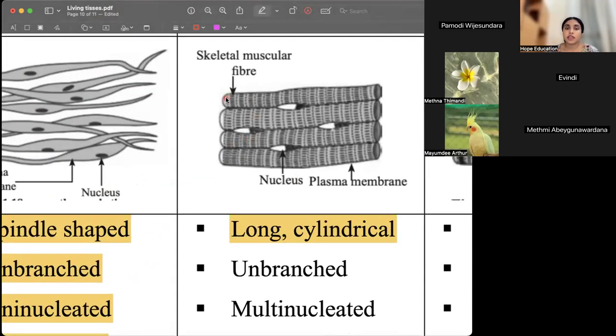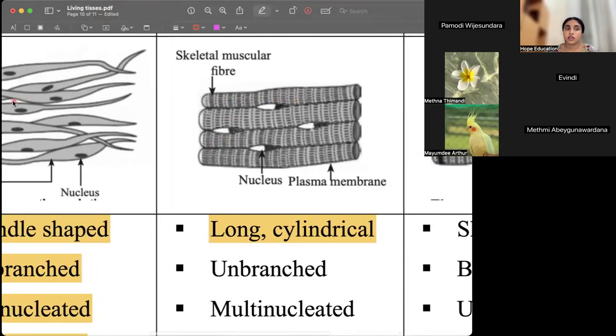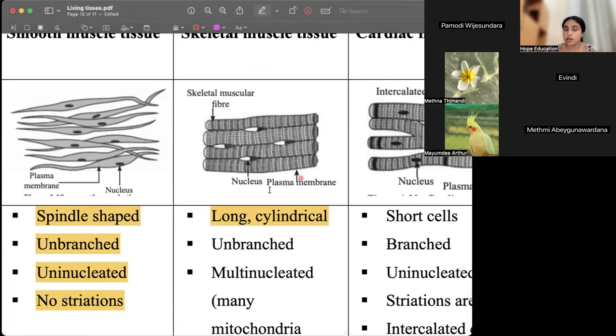Look at this one cell. If you look, this is kind of like one cell. See? Long, like a cylinder. They are long and cylindrical. Okay. Unbranched. Again, you can't see branches here. So unbranched.